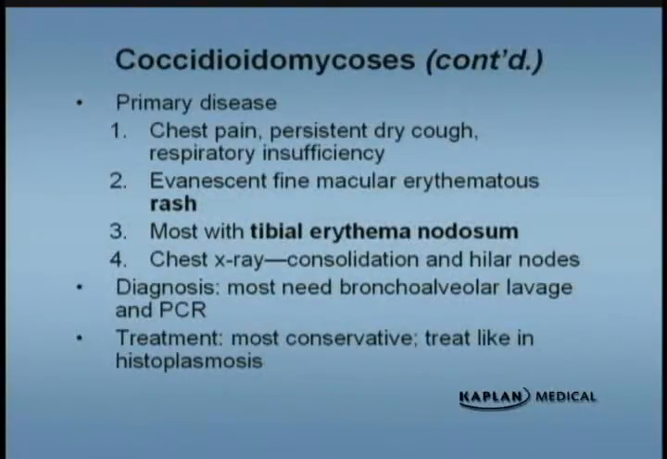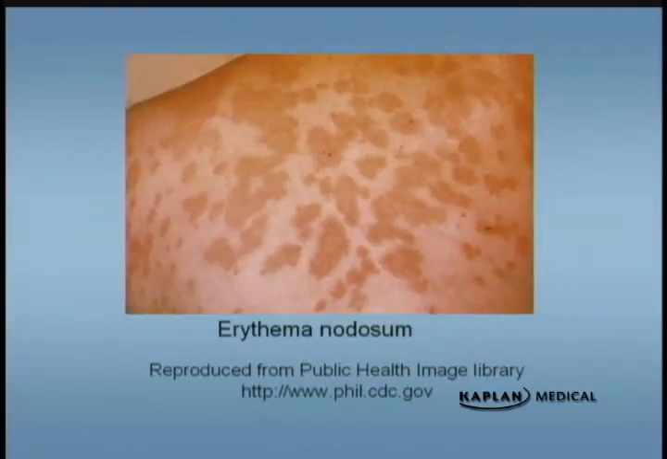The primary disease consists of some chest pain and maybe some coughing. They can have a rash, so remember rash and San Joaquin Valley fever, and also remember erythema nodosum, particularly tibial erythema nodosum. I'll have a picture in a second. The diagnosis is going to be made with PCR, and it's treated similarly to histoplasmosis. This is erythema nodosum. Look for it, particularly tibial erythema nodosum, all this reddish area.